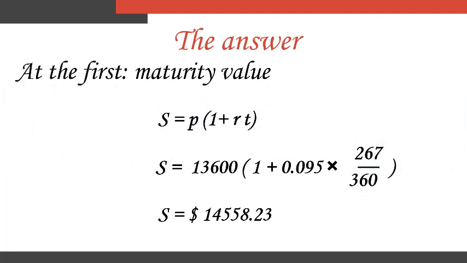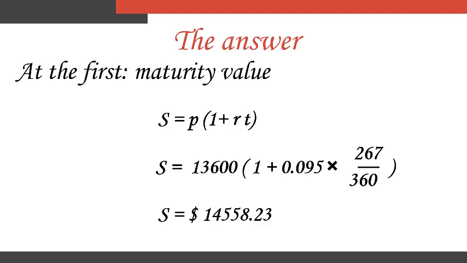The answer: we will start by calculating the maturity value, by using the formula S equals B times 1 plus RT. For B equals 13,600 and for interest rate 9.5% times 267 days over 360, so S will be equal $14,558.23.